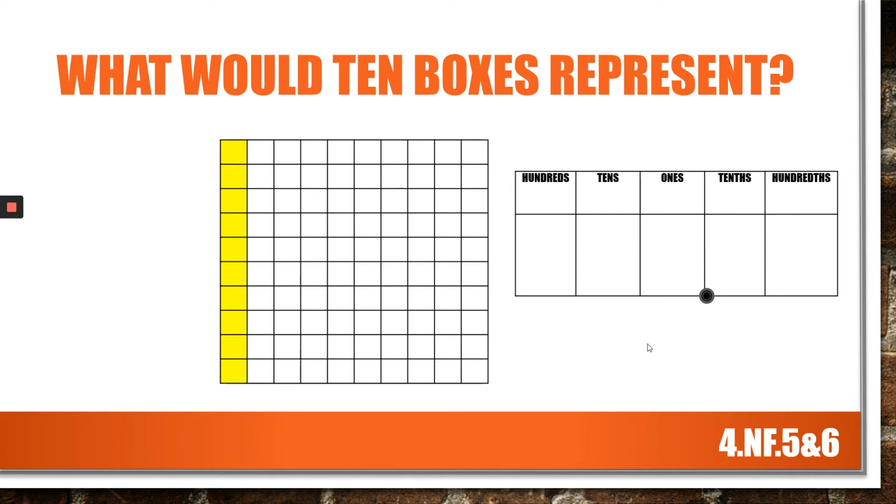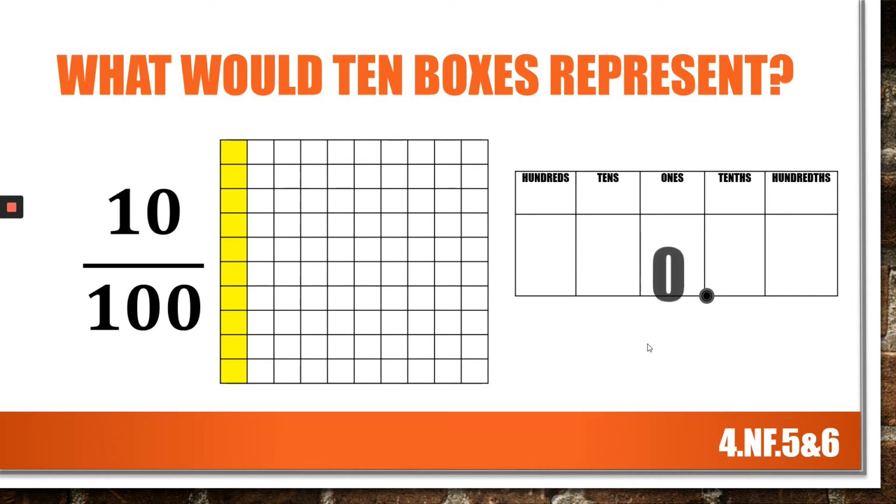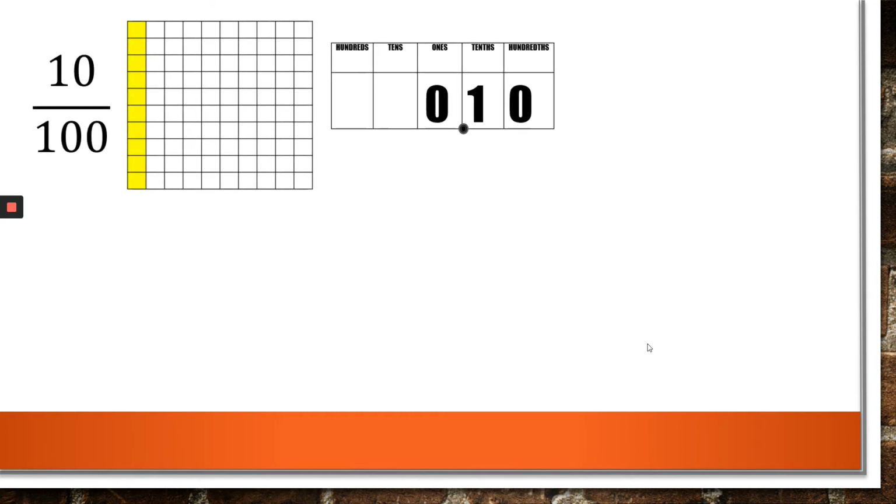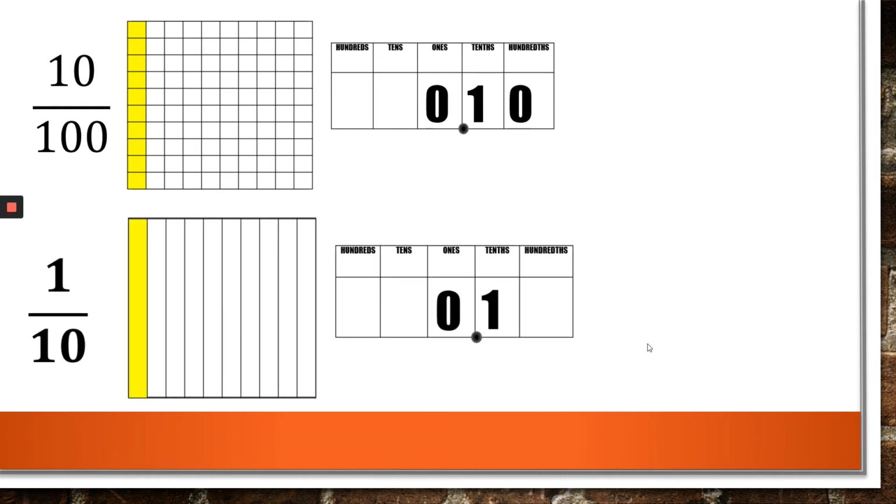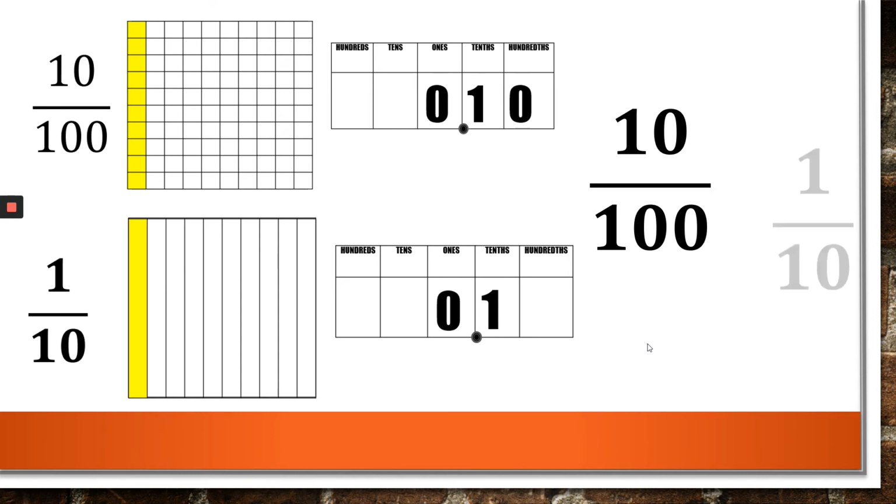Oh, wait. That's 10/100. So now we have 10/100. But that looks like something we did a minute ago, so let's look. Here we have 10/100 and 1/10. They represent the same size. So we can show that 10/100 and 1/10 are equal to one another. That's very cool.